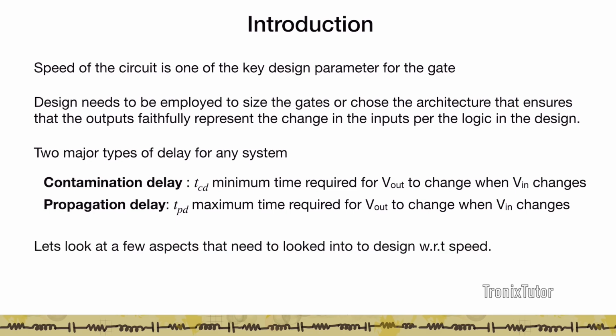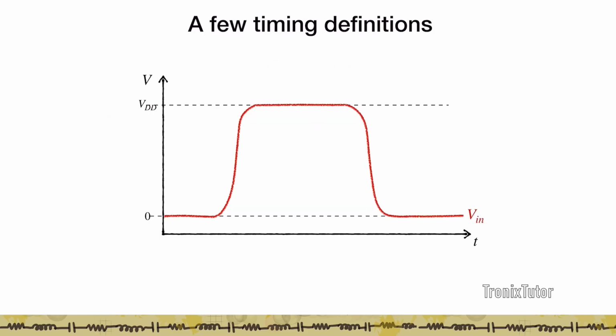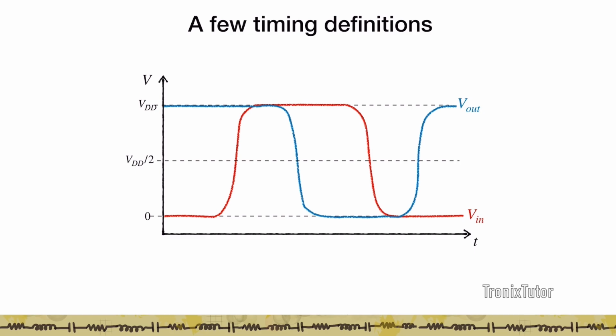So now let's look at a few aspects that need to be looked at when we're designing a circuit for speed. Let's first think of a few timing definitions, right? Let's assume that we have an input signal which has a pulse. Again, when we're dealing with digital signals, our inputs and outputs are normally pulses with specific transitions from 0 to VDD. Let's assume that the red curve shows my input signal, and let's assume I've given this to some inverting logic. So the output signal gets inverted with respect to the input, right?